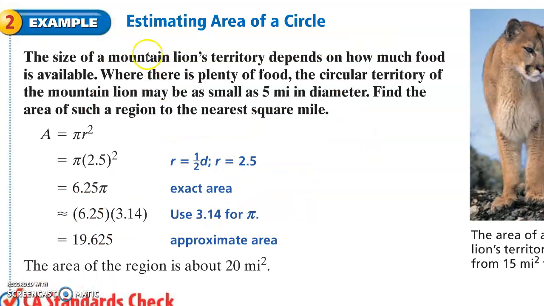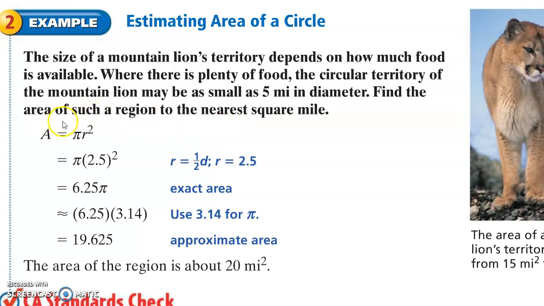Example 2 now talks about estimating the area of a circle. And when they say estimating the area of a circle, what they want you to do is to use 3.14 for pi. The size of a mountain lion's territory depends on how much food is available. Where there is plenty of food, the circular territory of a mountain lion may be as small as 5 miles in diameter. Find the area of such a region to the nearest square mile.